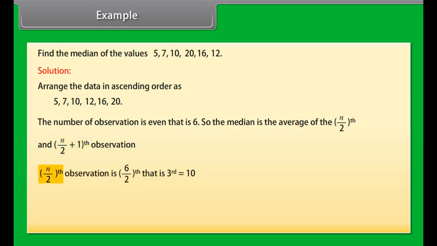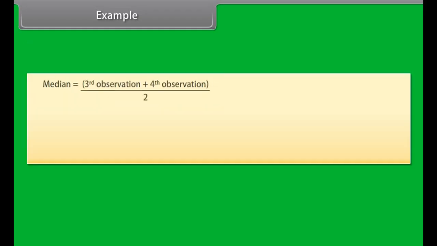The n by 2th observation is 6 by 2th, that is, third, equals 10. The n by 2 plus 1th observation is 6 by 2 plus 1th, that is, fourth, equals 12. Median is equal to the third observation plus the fourth observation by 2, which equals 10 plus 12 by 2 equals 11.